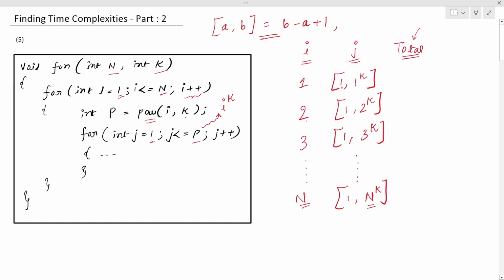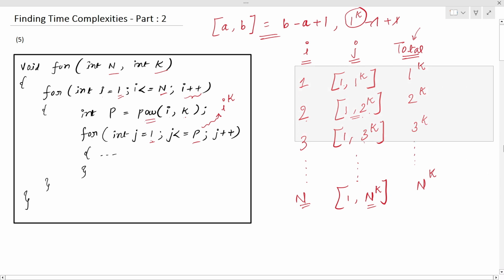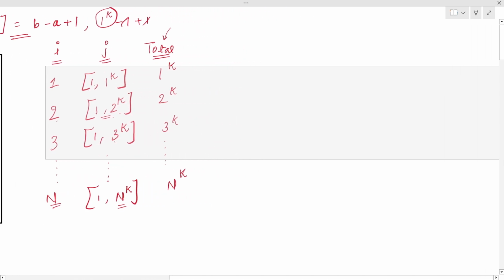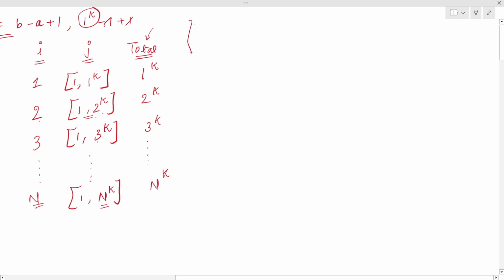So here, instead of 1 comma 1 power k, we are writing something like 1 power k minus 1 plus 1. That means it will come out to be 1 power k. So here we will write 1 power k. Similarly for this, it will be 2 power k minus 1 plus 1. So again 2 power k. Here 3 power k minus 1 plus 1, 3 power k. So it goes on like this, right? Here it will be n power k. So now you got your equation, guys. Now what is the next step that we are going to apply? Simple. We need to find out the summation of all the totals. So we know the method. In the previous session we have discussed it, right?